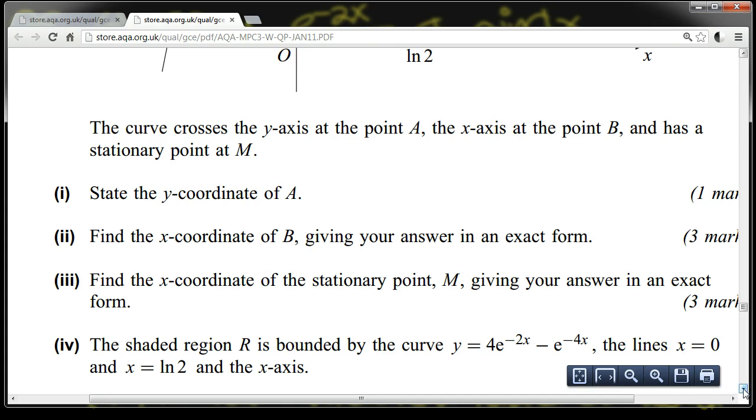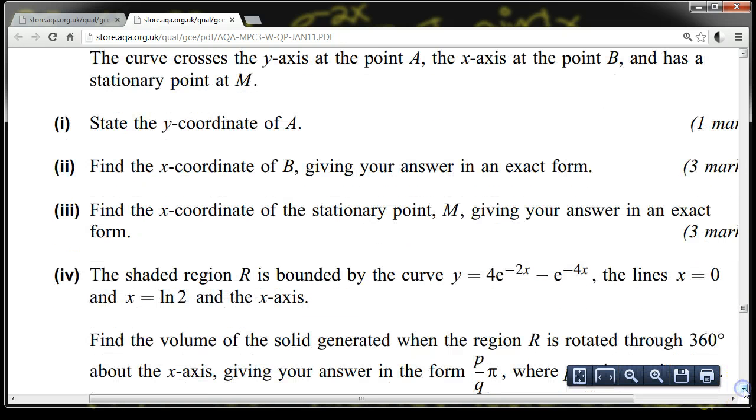The shaded region R is bounded by the curve, the lines x equals 0, x equals log 2 and the x-axis. Find the volume of the solid generated when the region R is rotated 360 degrees about the x-axis, giving your answer in the form p over q pi, where p and q are integers.